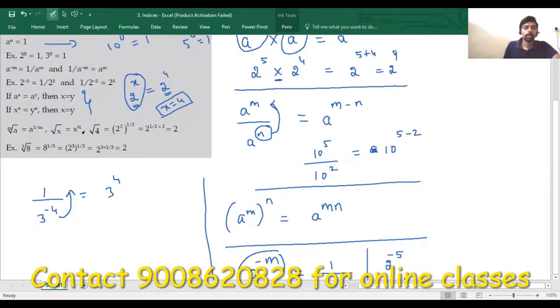And now the next property, if the exponents are the same, for example, x power a equals 2 power a. So here both the exponents are the same, right? Here the exponent is a and even here the exponent is a. If the exponents are the same, the bases have to be the same. So this implies x is equal to 2.